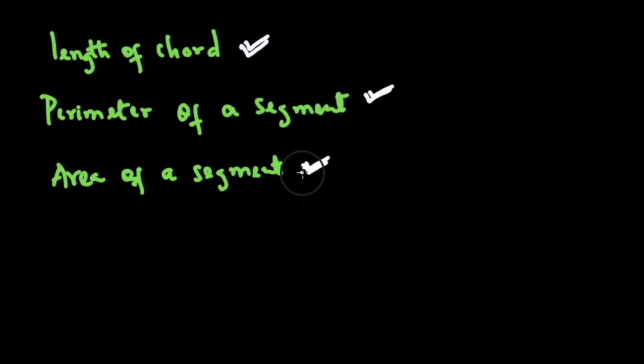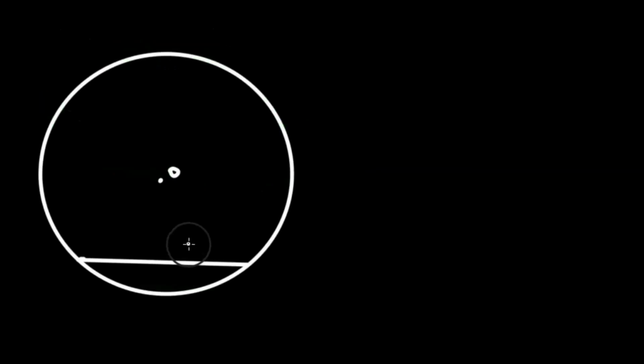Now, what is a chord? Let's take a look at the diagram of the circle center O. A chord is a line drawn from one point on the circumference to another point on the circumference. And your diameter can also be considered as a chord. So we have a line drawn from, let's say, point A to point B.